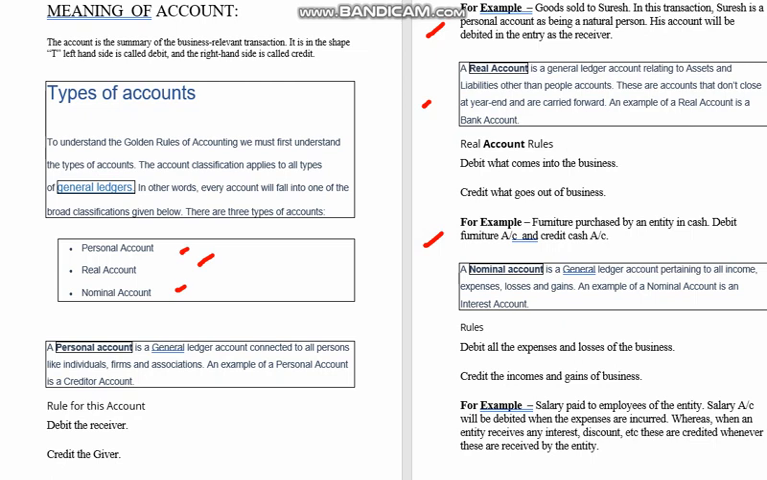And coming to the last account, the nominal account, which helps us in debiting and crediting all the expenses and losses, incomes and gains. We are going to debit all expenses and losses and we are going to credit all incomes and gains.